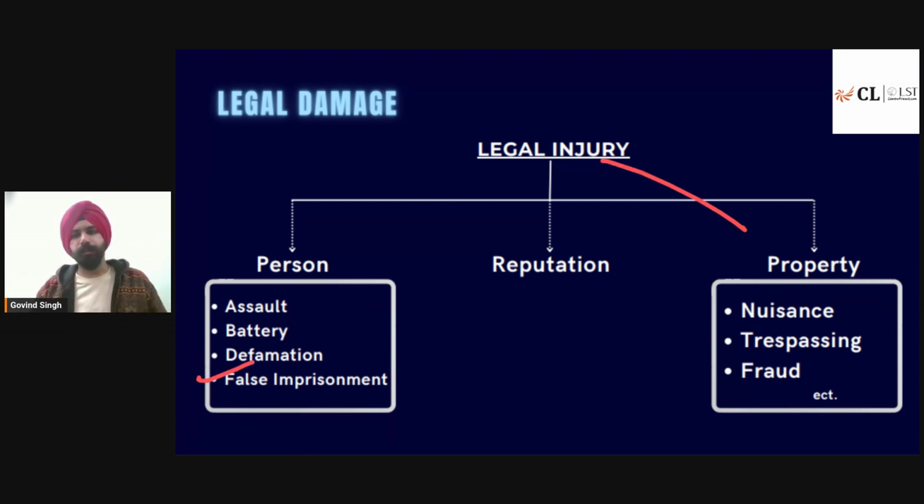Now legal injury to property, ये क्या होता है? Legal injury to property simply means that your property से related legal rights have been violated. It could be nuisance by someone. Someone is, let's say, playing very loud music for very long hours at night. So that is a nuisance to your property. Trespassing. Someone is coming into your house without your permission. Someone is trespassing on your land. That could be legal injury to property. Then fraud, of course, all of you understand what is fraud.